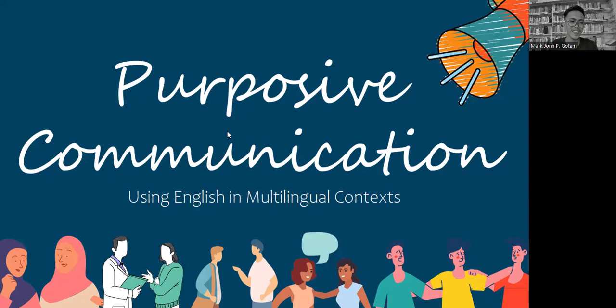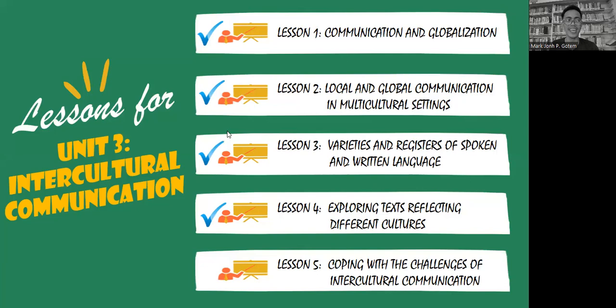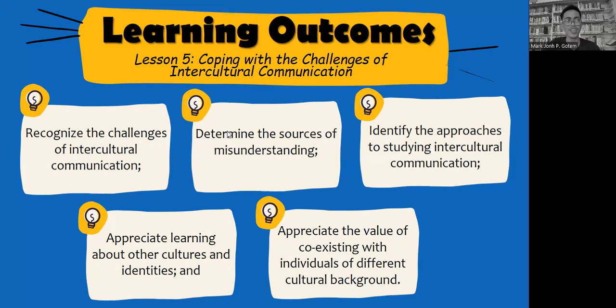Okay, so let's start with our last discussion in Unit 3, Intercultural Communication. Our last lesson is Lesson 5, Coping with the Challenges of Intercultural Communication. To start, let's have our learning outcomes. First is to recognize the challenges of intercultural communication, determine the sources of misunderstanding. Third is to identify the approaches to studying intercultural communication. Fourth, appreciate learning about other cultures and identities. And our last learning outcome is to appreciate the value of coexisting with individuals of different cultural backgrounds. So let's start with this.